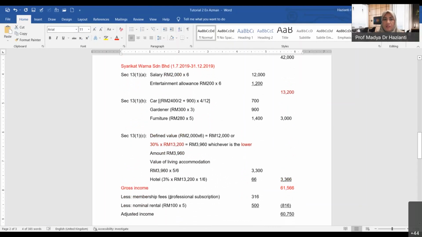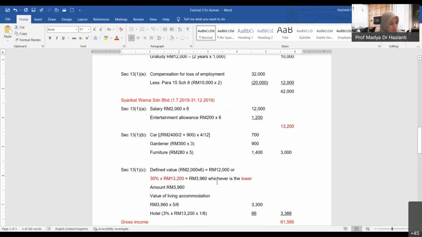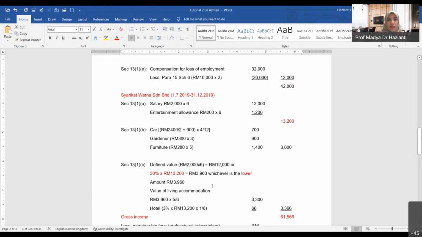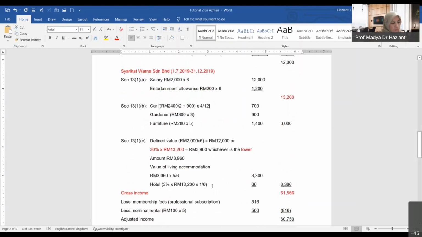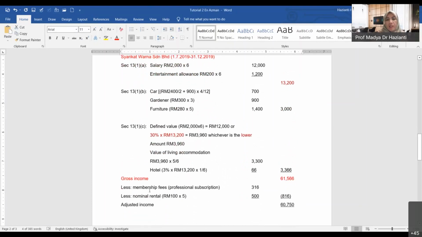Alright, and then in the question, he needs to pay a subscription of 316 per annum to meet par for his membership. Okay, this one again, in the notes there is an exemption. It says here exemption for membership fees, if he pays, he can get the exemption. So for this exemption, 316 with nominal rental. Okay, nominal rental.